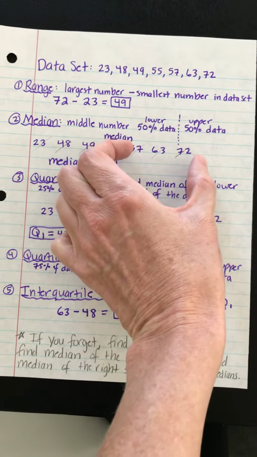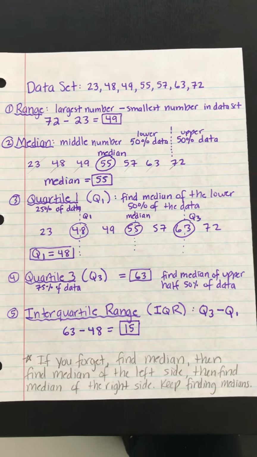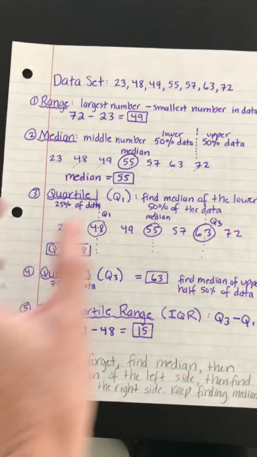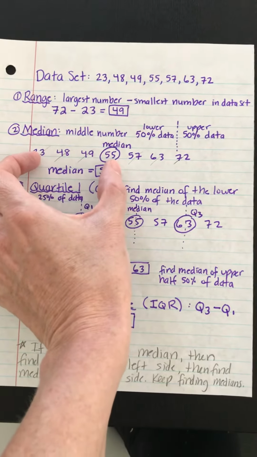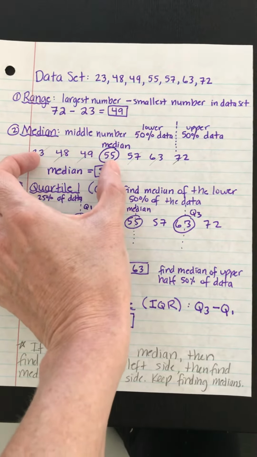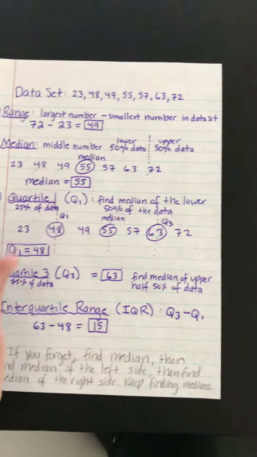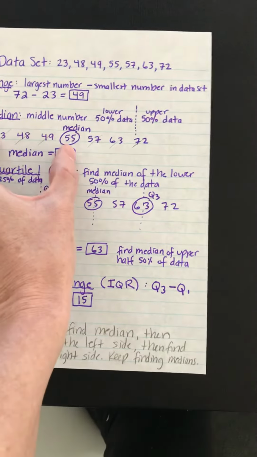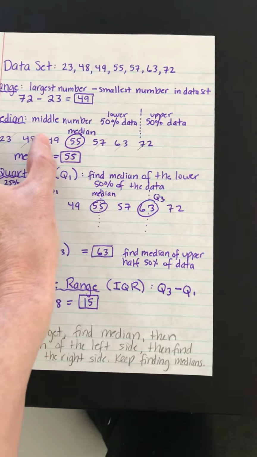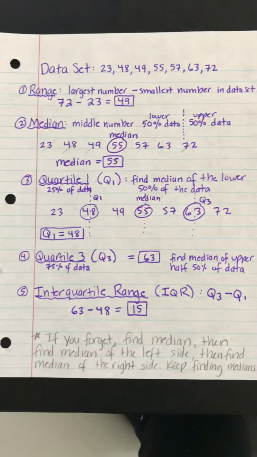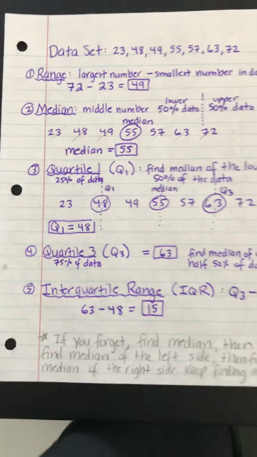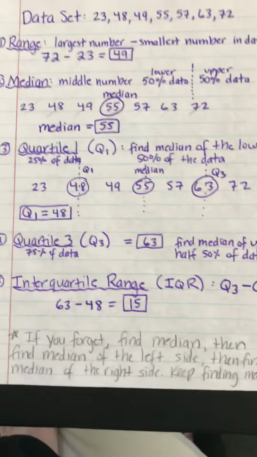Then you have quartile 1, or Q1. After you find the median, you find the median again of the lower half, which is 48, and that separates this part into quarters. So then you get 25% here, 25%, 25%, 25%, and those are the 4 quartiles. Just like there are 4 quarters in a dollar, you can split your data up into what are called 4 quartiles.